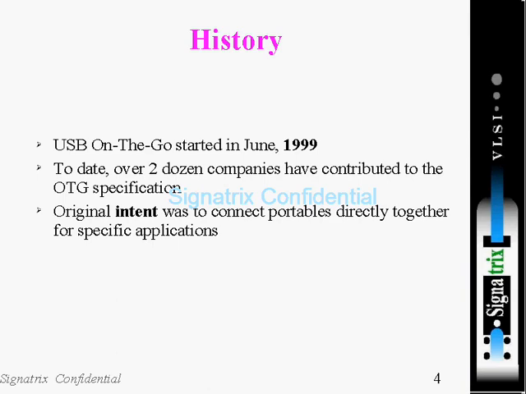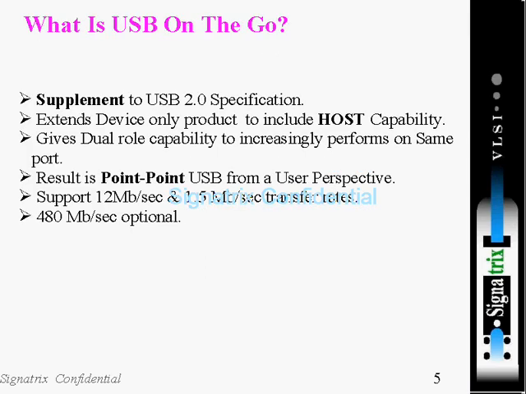The intent of the USB OTG protocol is to connect portable devices, for example mobile to mobile, printer to scanner, portable devices connecting to each other through a USB cable. This is the intent of USB OTG. Okay, so this is the history of USB OTG. Next, we are going to see what is the USB On-The-Go protocol.